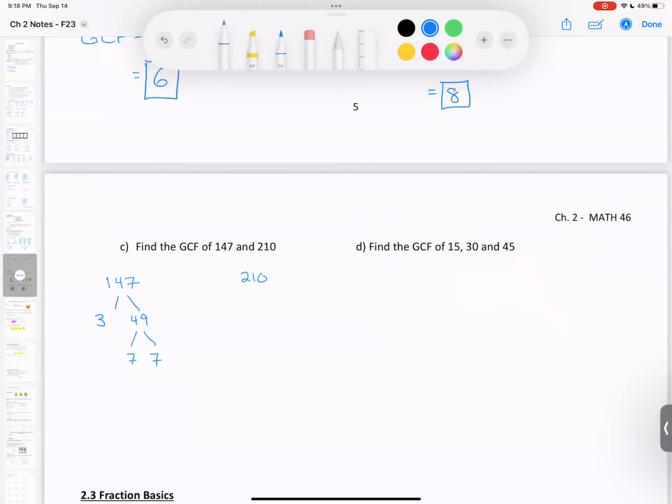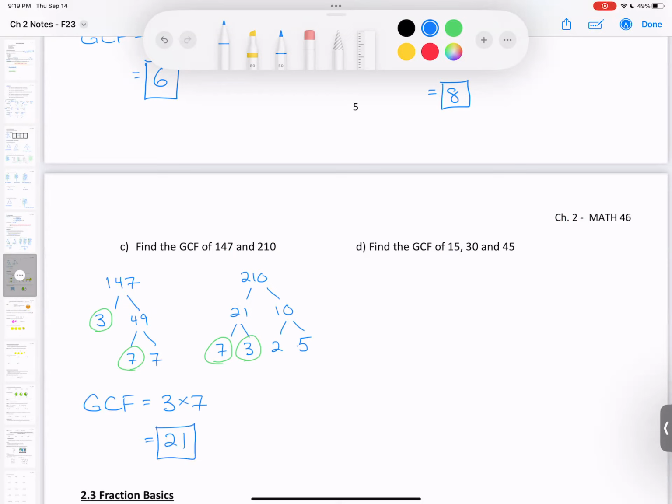Let's do 210. That's 21 times 10. 21 is 7 times 3. And 10 is 2 times 5. So I'm left with only prime numbers. Let's see what we have in common. Well, I see a 3 that's in common to both, and a 7 that's in common to both, and that's it. So our greatest common factor then is going to be 3 times 7, which is 21.